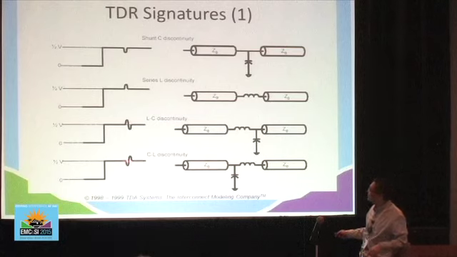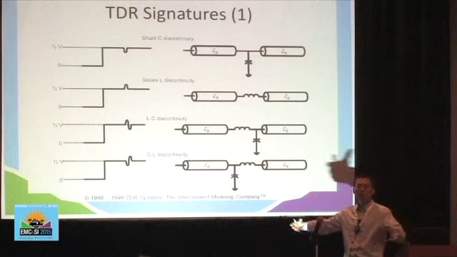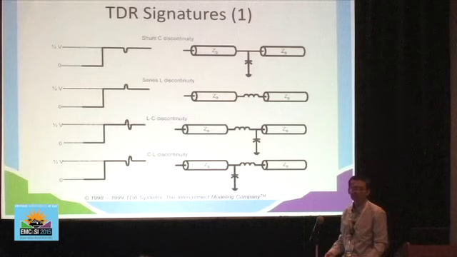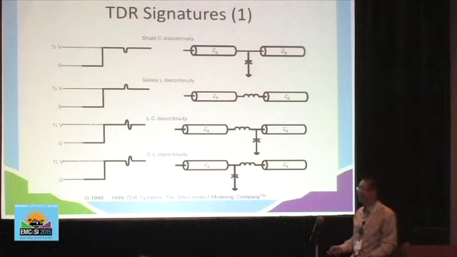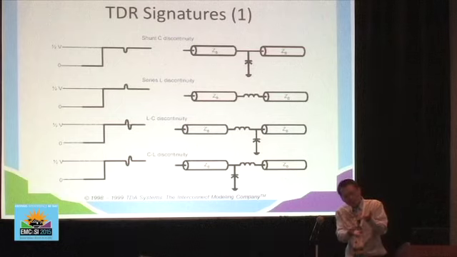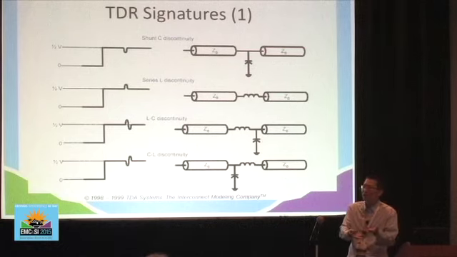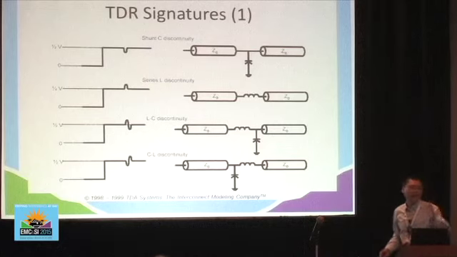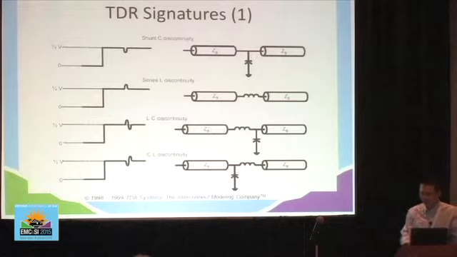If there's too much capacitance, what can you do with your via design? Maybe your antipad needs to be a little bit farther away so that the capacitance becomes smaller. If you have too much inductance, maybe you need to provide a certain return path in the junction so that the inductance becomes smaller. So the TDR is very useful in design.